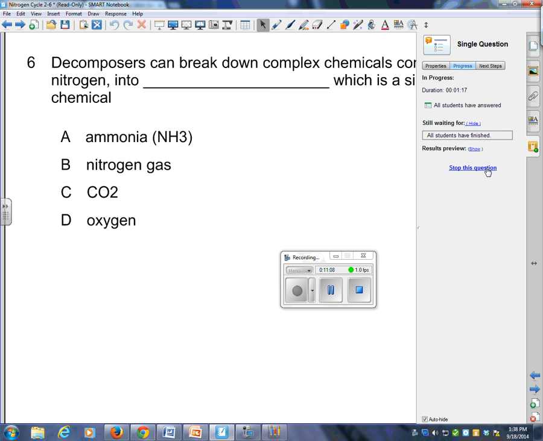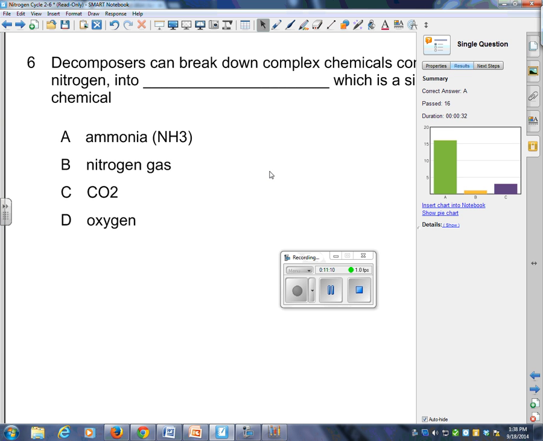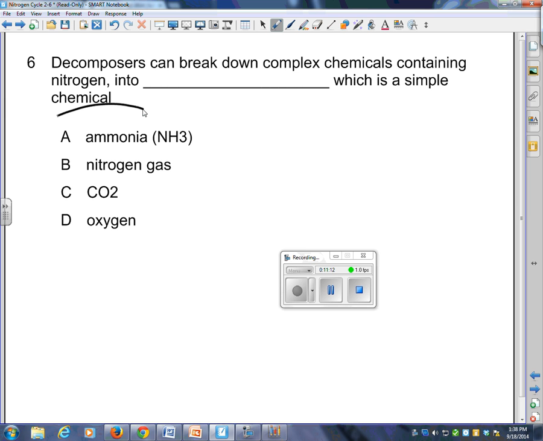Correct answer? A, ammonia. NH3, ammonia. Right? Now, what does the word denitrification mean? You think that's the opposite of nitrification?